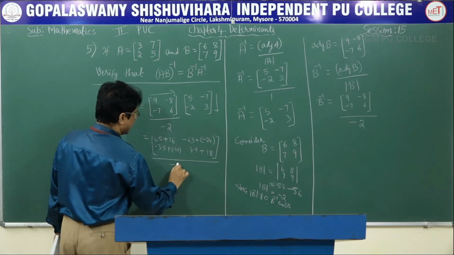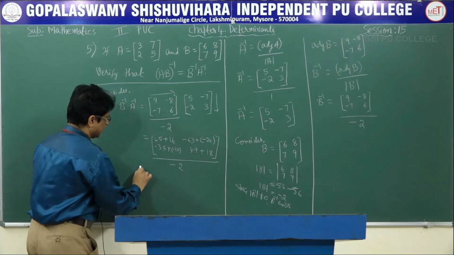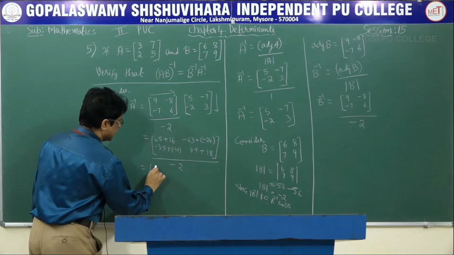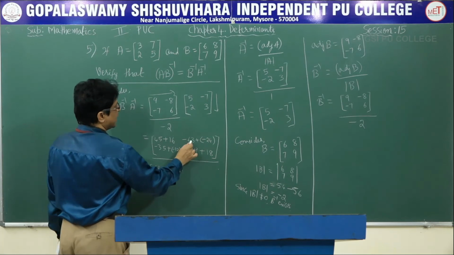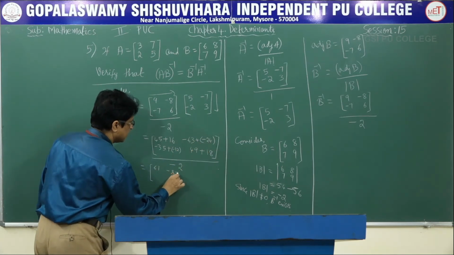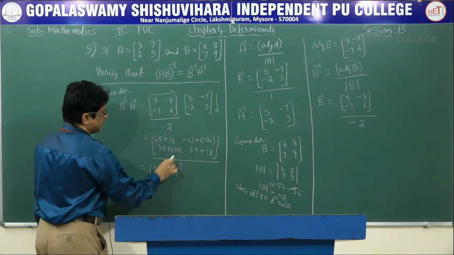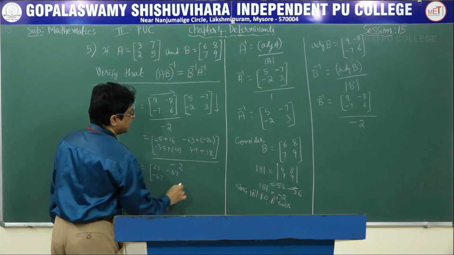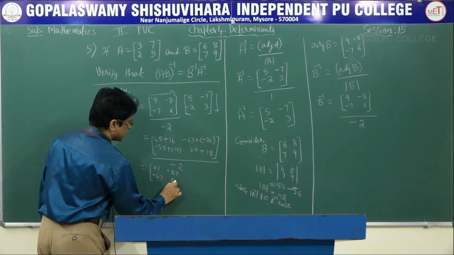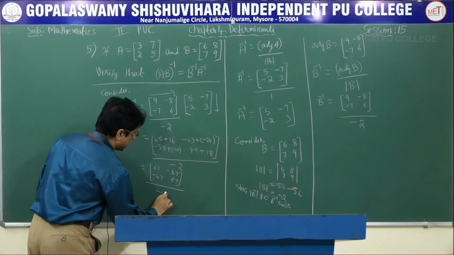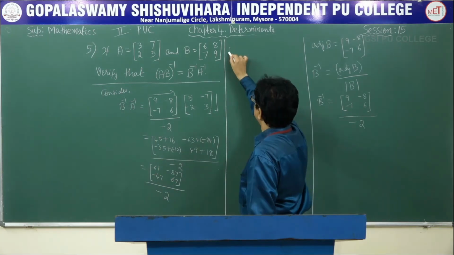Whole thing divided by minus 2. So that will be equal to 45 plus 16 is 61, minus 63 minus 24 is minus 87, minus 35 minus 12 is minus 47, 49 plus 18 is 67, whole thing divided by minus 2.